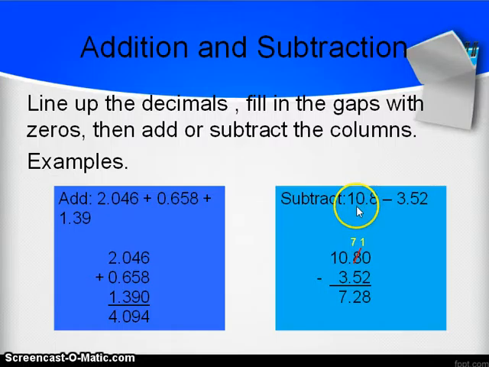And subtraction, 10.8 minus 3.5. So I just fill 0 here, then proceed to subtract. So 0 minus 2 cannot be, so I have to borrow 1 from 8. Then 10 minus 2 is 8, then 8 here will become 7. So 7 minus 5 is 2, then 10 minus 3 is 7. So the answer is 7.28.